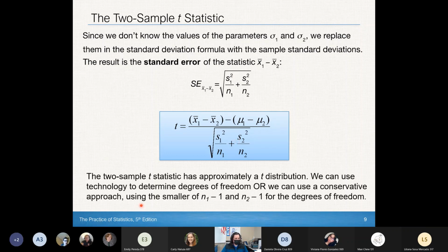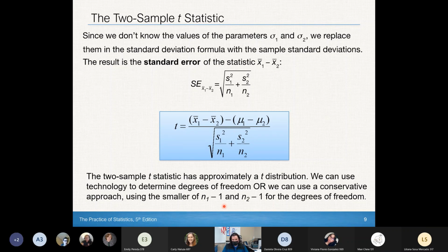The two sample t statistic has approximately a t distribution. We can use technology to determine degrees of freedom, or we can use a conservative approach using the smaller of n1 minus 1 and n2 minus 1 for the degrees of freedom. So if you're using table B with your t distribution, you use the degrees of freedom that is the smaller between the two sample sizes. Like in our previous example, we saw sample sizes of 12 and 9. 12 minus 1 is 11, 9 minus 1 is 8. You would use 8 for your degrees of freedom. That is the smaller of the two.